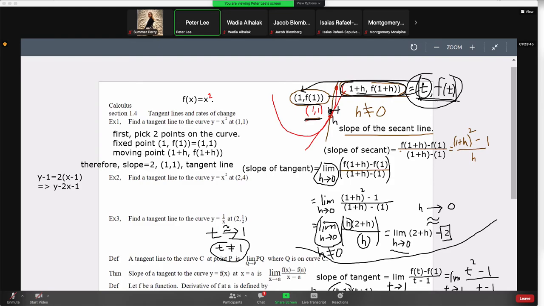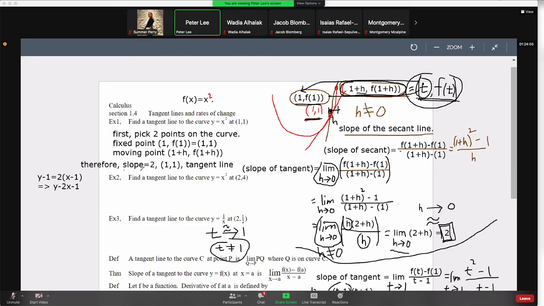Note that I'm really running out of space. I'm sorry about this. This is bad board management. Anyway, the answer comes out: since t is approaching 1, we actually get 2. Same 2 as this one right here. So it doesn't matter how you name it, you will get 2.